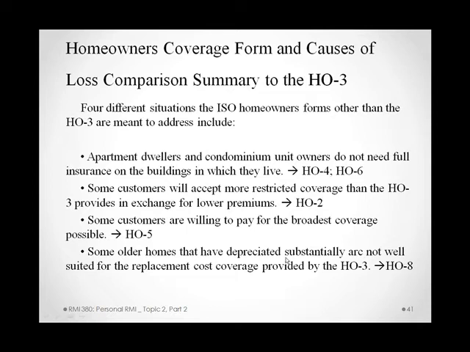However, what about someone who also wants an open peril coverage for their personal belongings? In those cases, they could choose HO5 with the broadest coverage. However, they will have to pay more. What if you own an older house that may be depreciated substantially and is not well suited for the replacement cost coverage, which is for the HO3 coverage? In that case, you could modify it using the HO8 coverage.